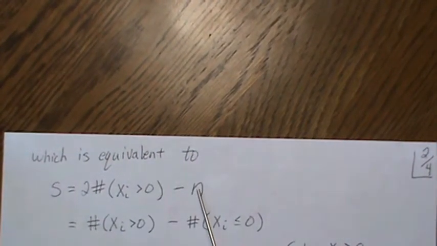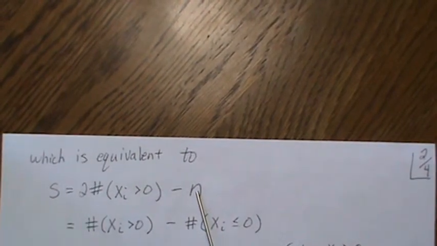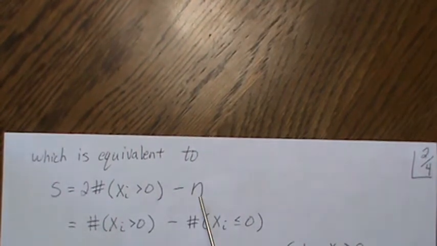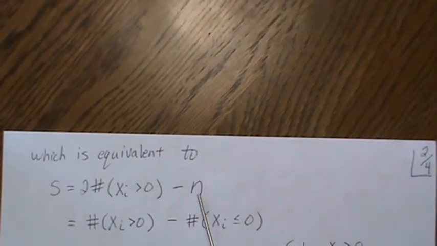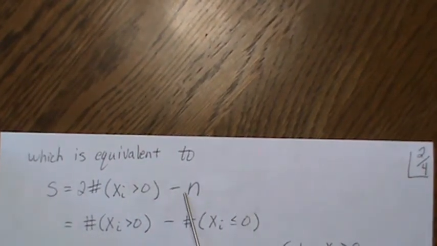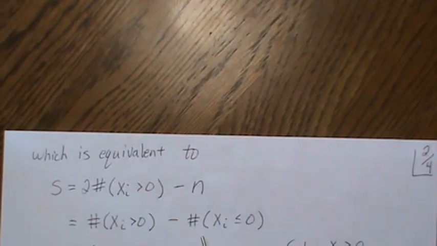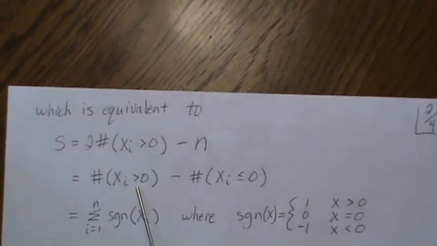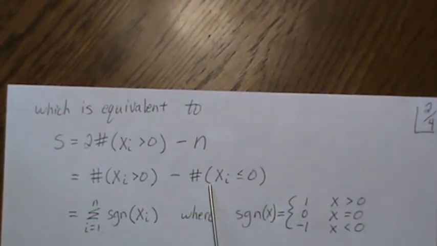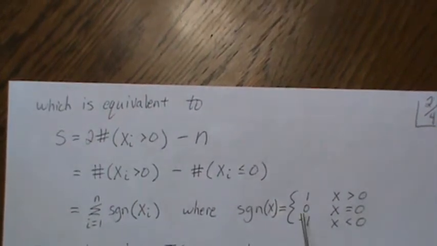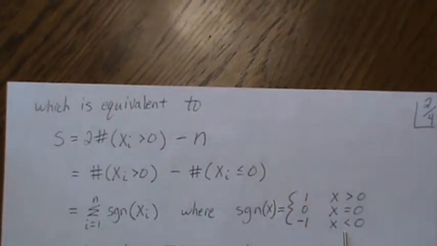So if we think about n as the number of data points greater than 0 plus the number of data points less than 0, and we put that in here, then the number greater than 0, then we have minus that, and there's 2 of them, so we're left with this. And then the number of data points less than 0 is the minus piece. So this is equivalent to that. And this can be shown: the number of data points greater than 0 minus the number of points less than 0 is equal to this sum of the sign function, where the sign function is 1 if it's greater than 0, 0 if it's equal to 0, and minus 1 if it's less than 0.